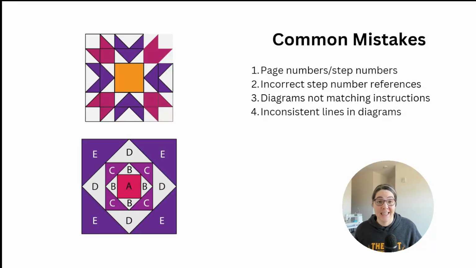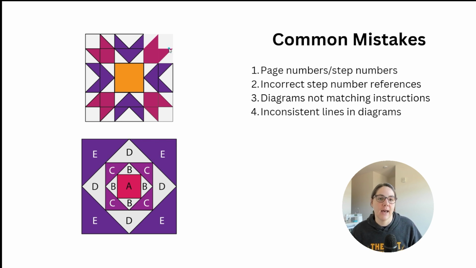The last thing that I see in probably 75% of the patterns that I edit are inconsistent lines and diagrams. What I mean by that, and you can see that in the top left there, is that some of the lines will be fatter than the rest, right? So we've got this center yellow square that's got a bolder line than the rest of the pieces. It just makes it look less professional. You'll also see a thinner line or no line around some of the pieces.